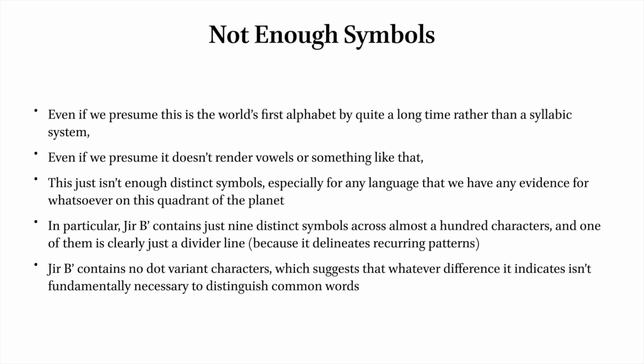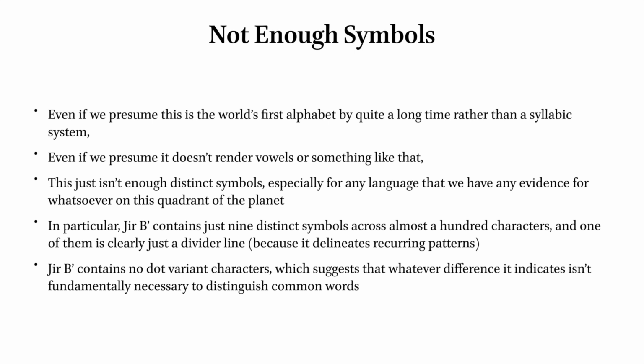Even if we presume this is the world's first alphabet by quite a long time, rather than a syllabic system like other writing systems from the time, even if we presume it doesn't render vowels or something like that, this just isn't enough distinct symbols, especially for any language that we have any evidence for whatsoever in this quadrant of the planet. In particular, tablet B contains just 9 distinct symbols across almost 100 characters, and one of them is clearly just a divider line because it delineates recurring patterns, so 8. There's only 8 symbols on that tablet.